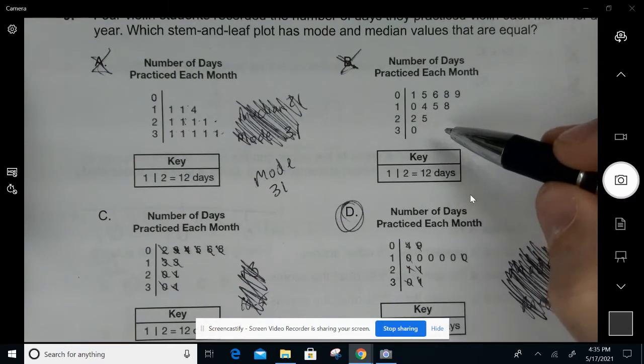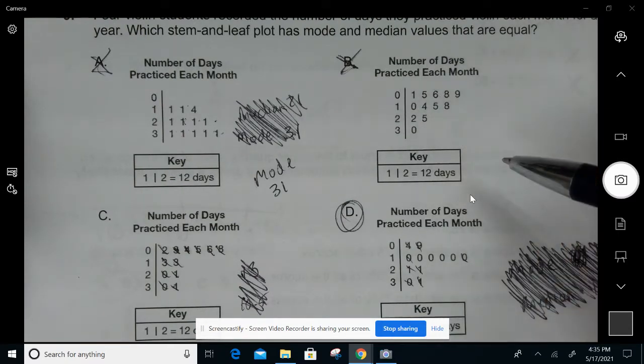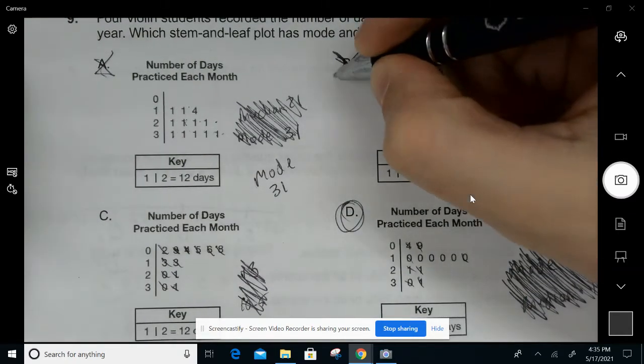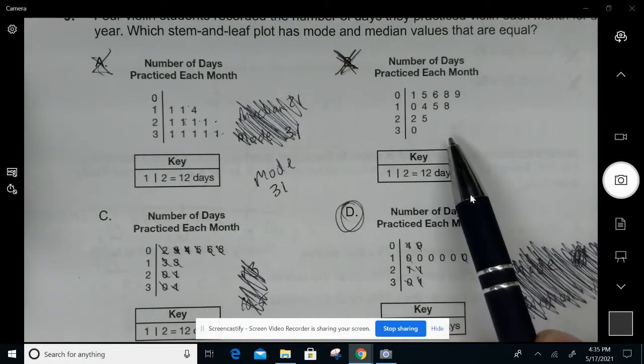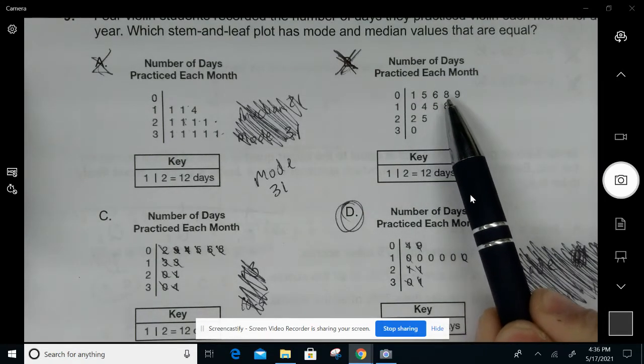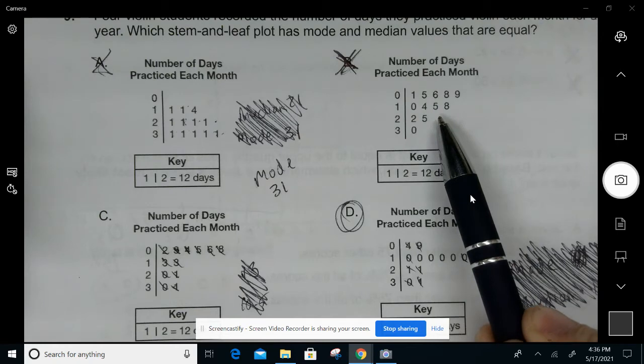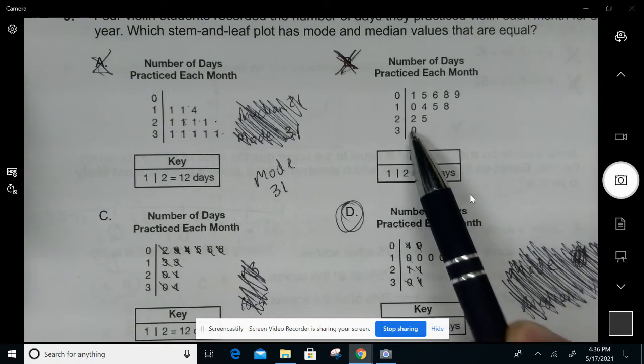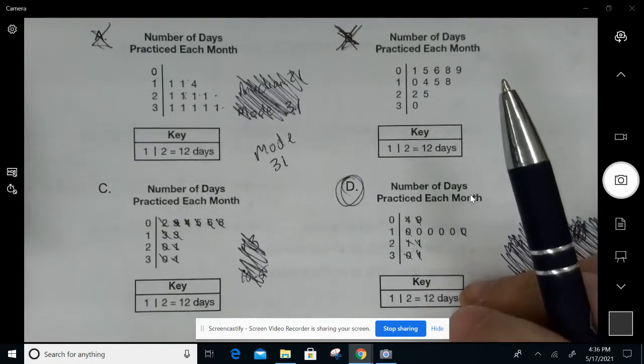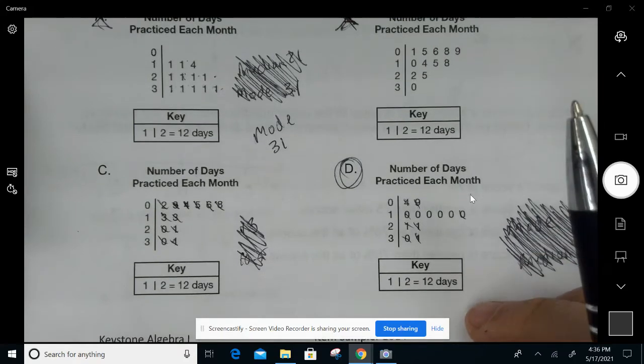We could do that for each one. Really, there is no mode here, so right there you want to cross it out. When I say there's no mode, there are no repeating numbers: 1, 5, 6, 8, 9, 10, 14, 15, 18, 22, 25, 30. No repeating numbers, so that's not going to fly.